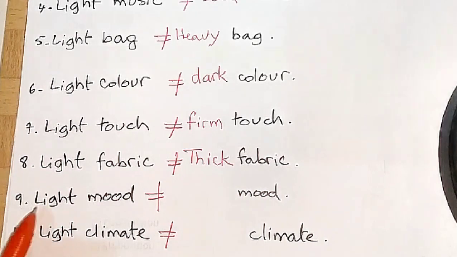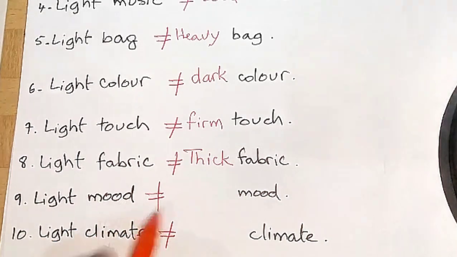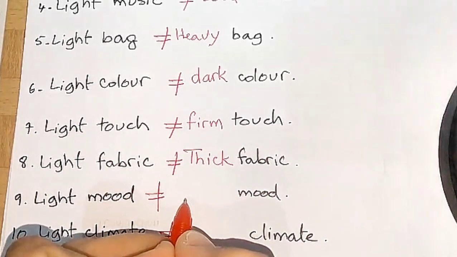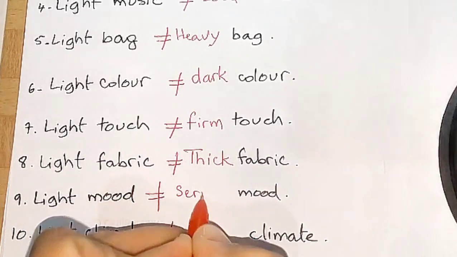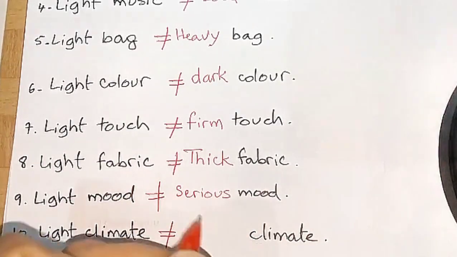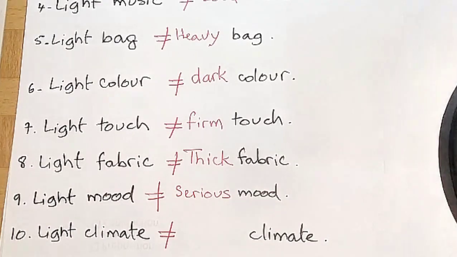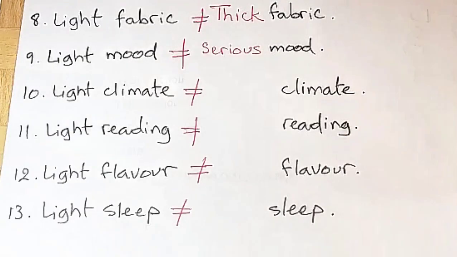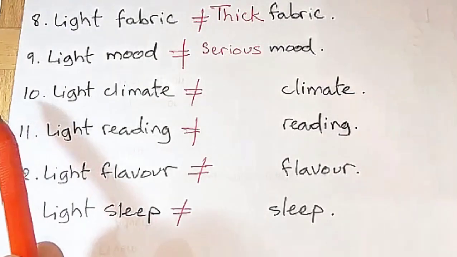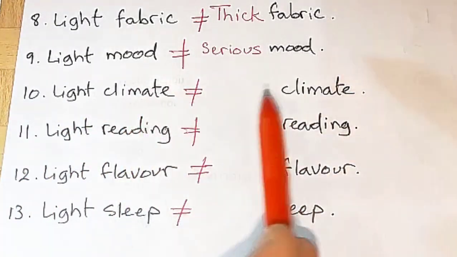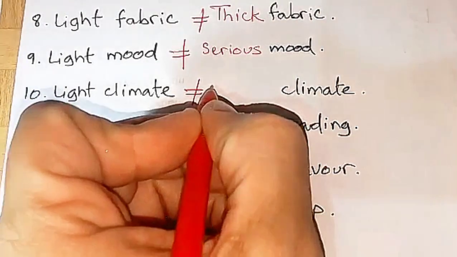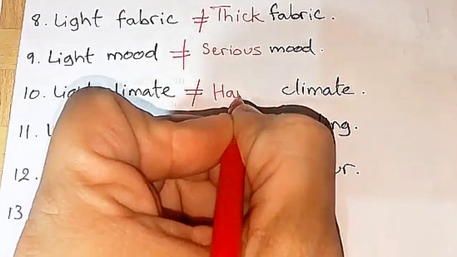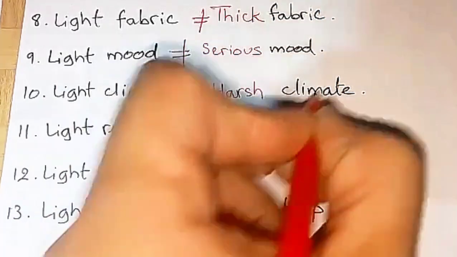Number 9, light mood. When you have a bad mood, it's not thick mood, it's not firm, it's very good, serious mood. Number 10, light climate. Light climate, the opposite is not serious climate, not thick, not strong, however, harsh.